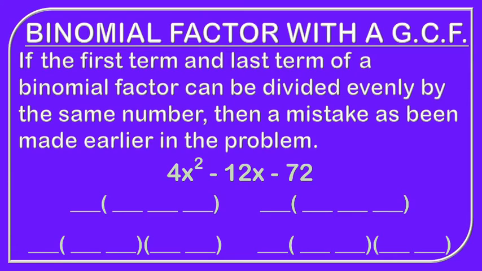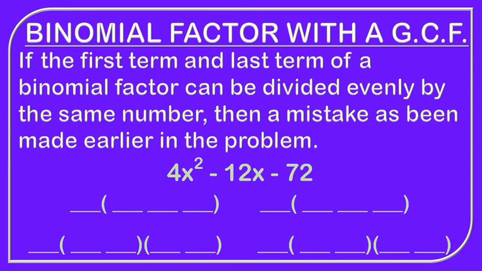All right, one thing that you want to avoid when you're factoring is binomial factors with a greatest common factor in that binomial. If the first term and the last term of a binomial factor can be divided evenly by the same number, then a mistake has been made earlier in the problem. The mistake probably is you took out the wrong greatest common factor. You used a common factor, but not the greatest common factor.